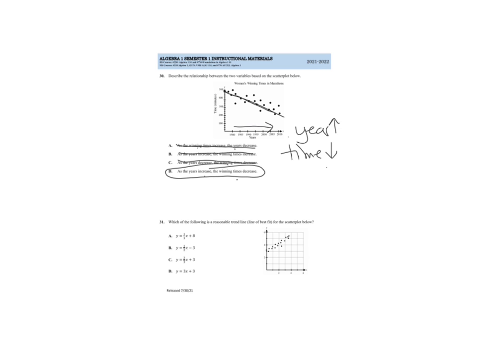Which of the following is a reasonable trend line? I'm going to go ahead and get a line in here as best I can, a line of best fit. It's got a negative slope, which is what they all seem to have.